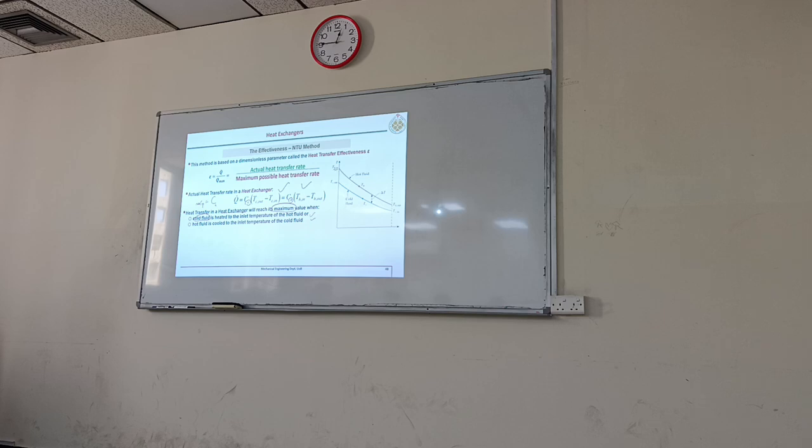Heat transfer in a heat exchanger will reach its maximum value when cold fluid is heated to THI or hot fluid is cooled till TCI. We can write in two ways, but we are writing in terms of THI minus TCI because inlet temperatures are normally known to us. So maximum possible temperature difference, we can write it like this.